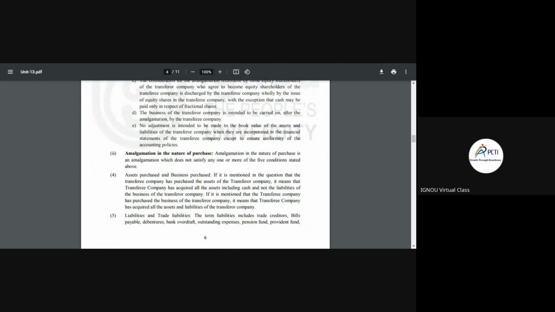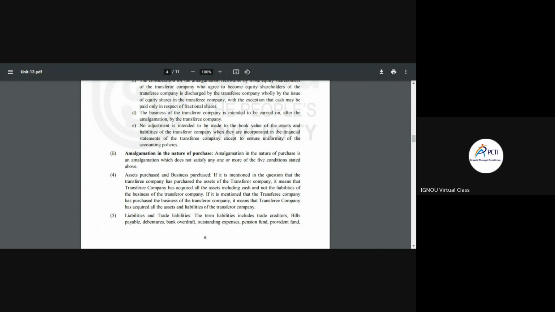Next one is the amalgamation. The business of the transferor company is intended to be carried on after the amalgamation by the transferee company. Next one is no adjustment is intended to be made to the book value of the assets and liabilities of the transferor company when they are incorporated in the financial statements of the transferee company, except to ensure uniformity of the accounting policies. Next one is amalgamation in the nature of purchase.